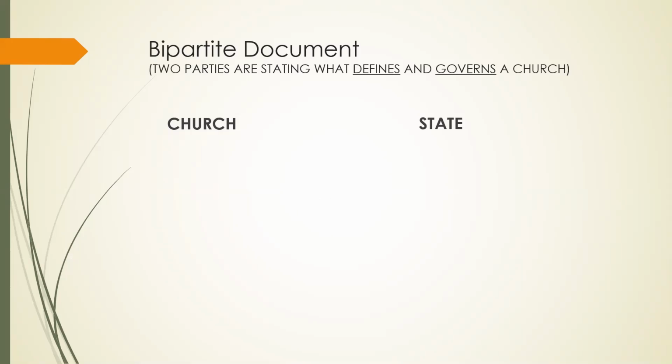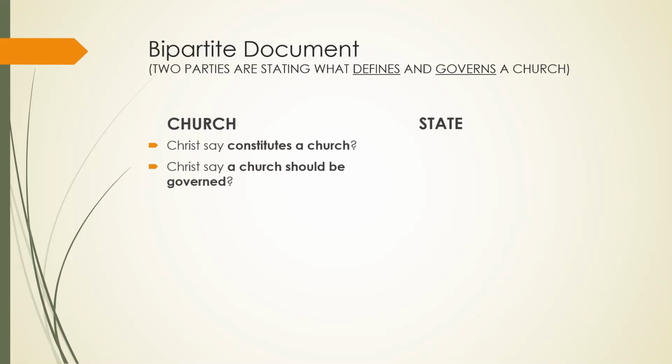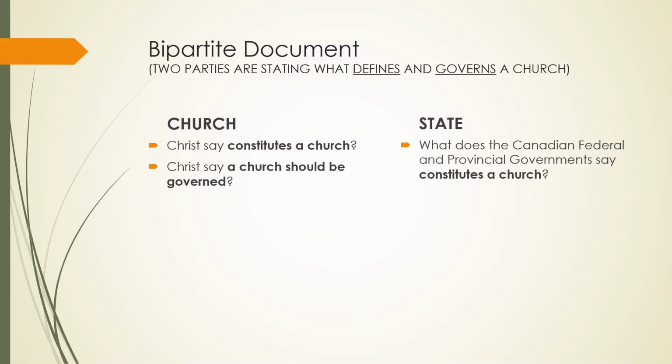In this document, two parties are stating what defines and what governs a church. And from the church's side, we are asking, what does Christ say constitutes a church? And how does Christ say a church should be governed? From the government side, we are asking, what does a Canadian federal or provincial government say constitutes a church? And how does the state say a church should be governed?